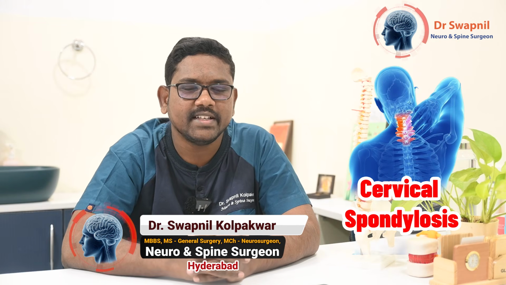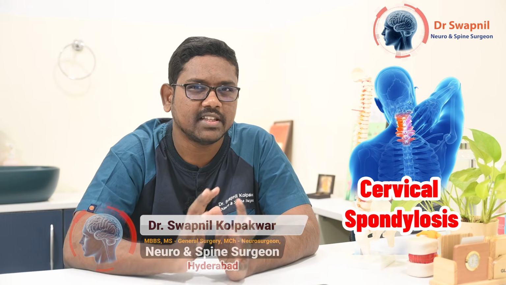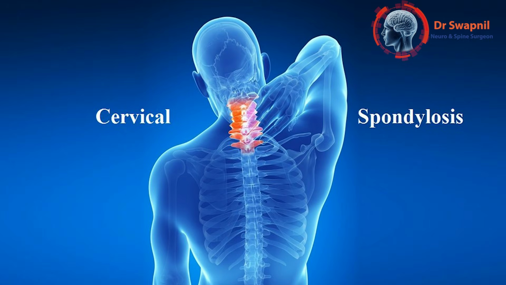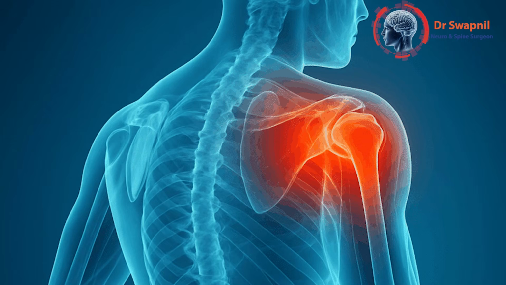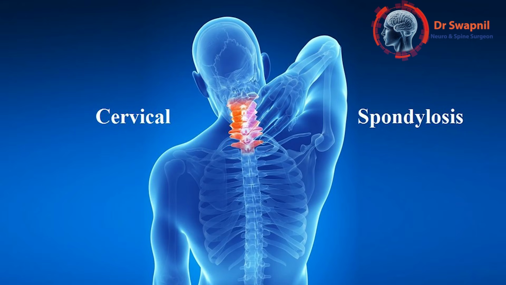So what exactly is cervical spondylosis? It is a very common broader term which we use for the age related changes in your cervical spine. So if you have a complaint of neck pain, stiffness in the neck, arm tingling sensation or upper limb pain, and your age is more, then you have very high chances that you can be having cervical spondylosis.